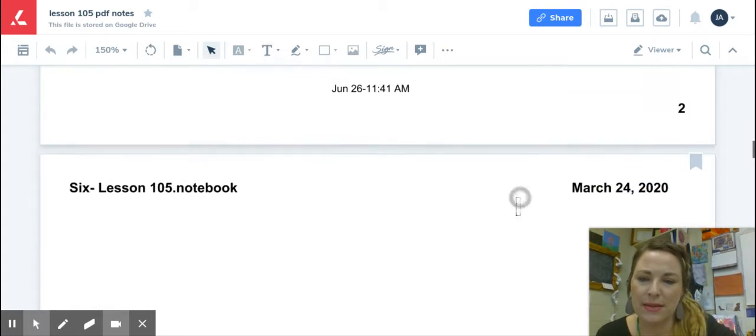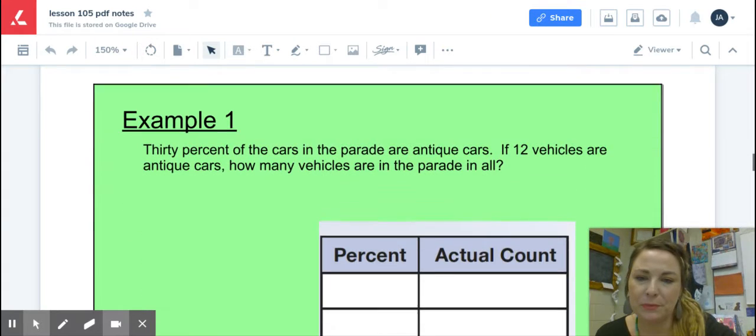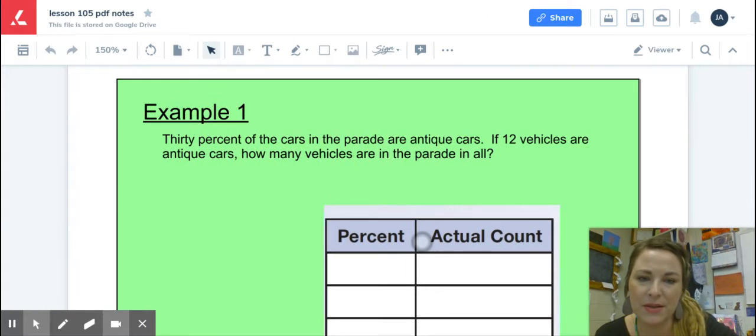Let's take a look at an actual example here. So here's where they got the thing about the cars.